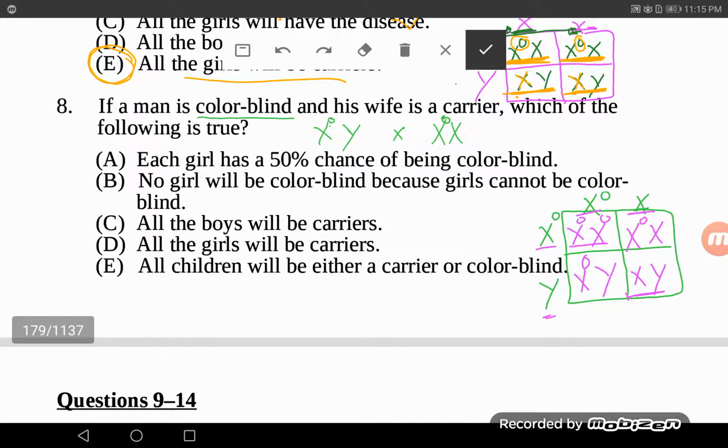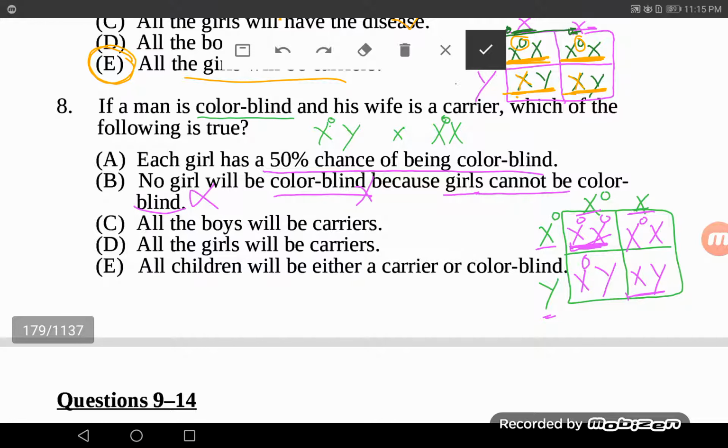Now let us read the possible answers that we have. Each girl has a 50 percent chance of being colorblind. As we can see, we have two possibilities for the girl, so there is a 50 percent chance the girl has that disease. No girl will be colorblind. This is not true. As we can see, this one will be colorblind. Because girls cannot be colorblind, this is not true.